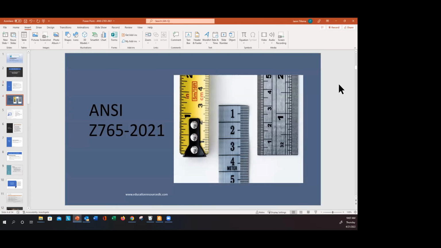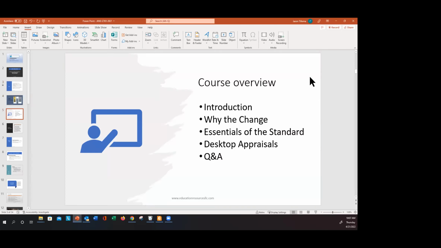All right, let's take a look here real quickly. We're going to go through ANSI, and I'm going to bring another PowerPoint over here. I teach a 4-hour class for appraisers on ANSI, and what I've done is taken a lot of the information that was in that class and reduced it so that we can get this done in an hour.